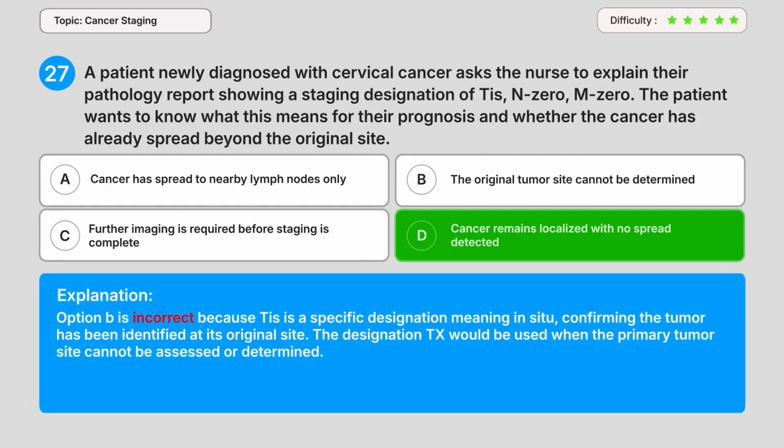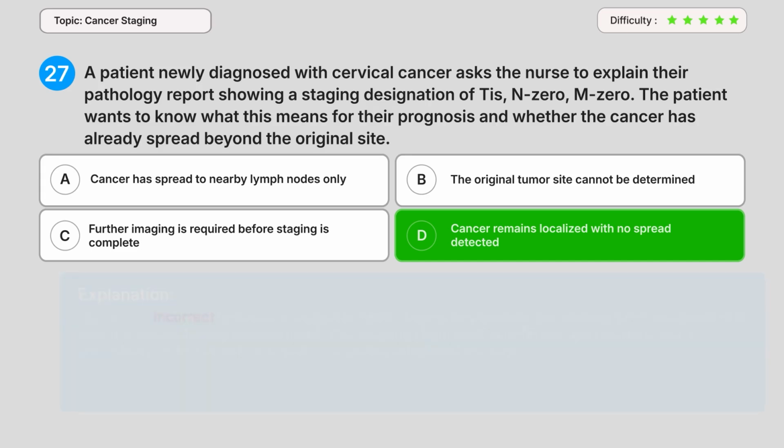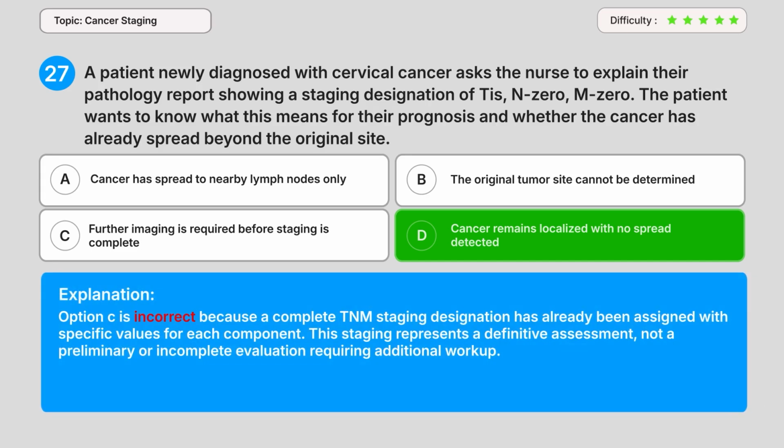Option B is incorrect because TIS is a specific designation, meaning in situ, confirming the tumour has been identified at its original site. The designation TX would be used when the primary tumour site cannot be assessed or determined. Option C is incorrect because a complete TNM staging designation has already been assigned with specific values for each component. This staging represents a definitive assessment, not a preliminary or incomplete evaluation requiring additional workup.